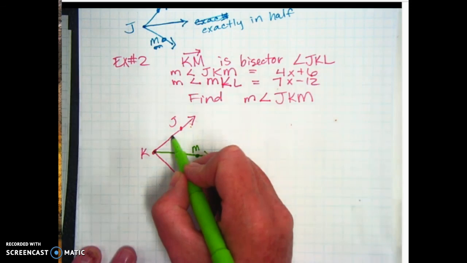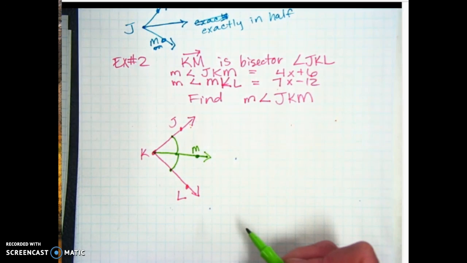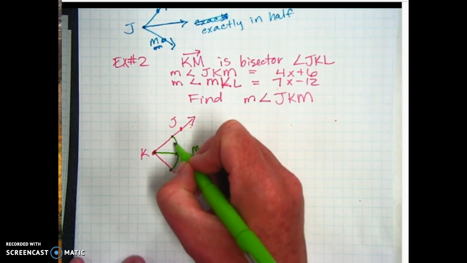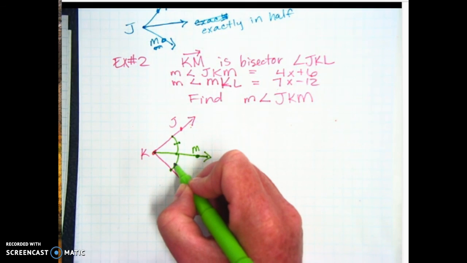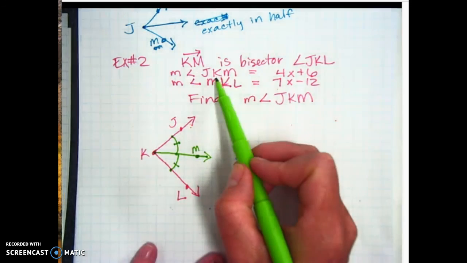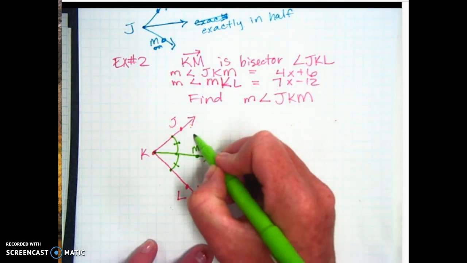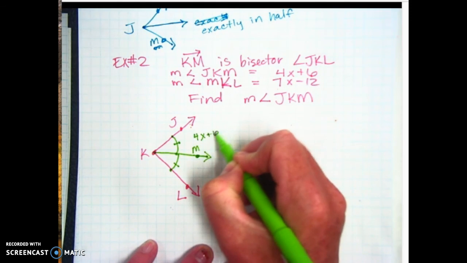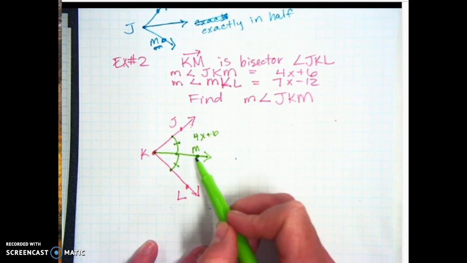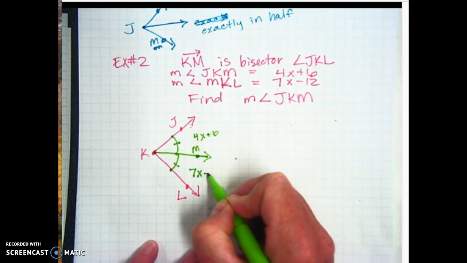Bisects it. That means this part of the angle and this part of the angle are equal, congruent, right? So I'm going to put what's called a tick mark on the arc mark, which will represent that they should be equal, okay? So if JKM is 4x plus 6, I'm going to label it. Here's JKM. I'm going to write 4x plus 6 right here. And MKL, here's M, here's K, here's L. I'm going to write 7x minus 12.